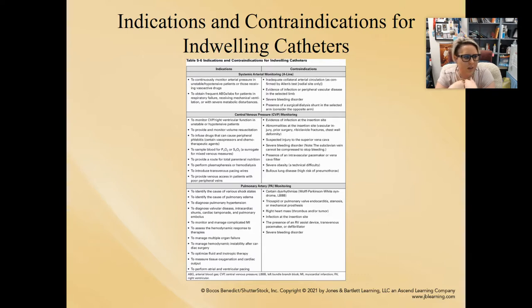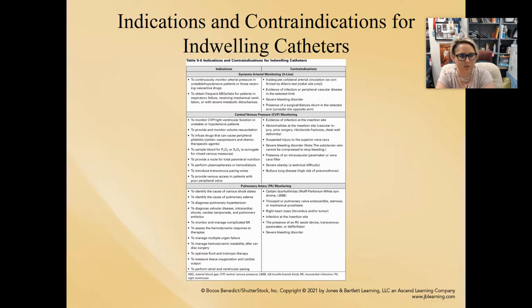So you're going to have a line. It does continuous monitoring, and then you can do frequent ABG labs for respiratory failure or mechanical ventilation. Contraindications for that would be inadequate collateral arterial circulation, evidence of infection or peripheral vascular disease, severe bleeding disorder, presence of surgical dialysis shunt.